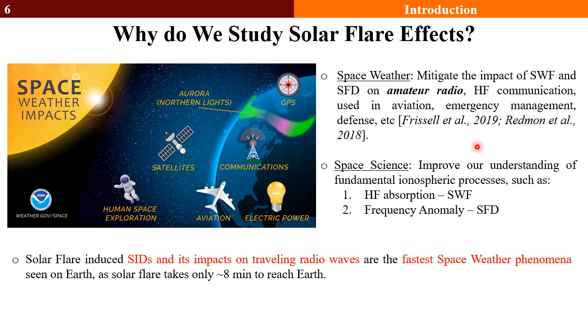So in that particular context, I would like to draw your attention to this particular part: solar flare induced SIDs. It is the impact on the traveling radio wave, which is the fastest observed space weather phenomenon seen on the Earth. So if anything happens on the sun, it takes only around 8 minutes after creating the solar flare on the sun. It hits the Earth and creates the disturbance on the day side of the Earth. So it's the fastest space weather effect seen by our modern technologies.